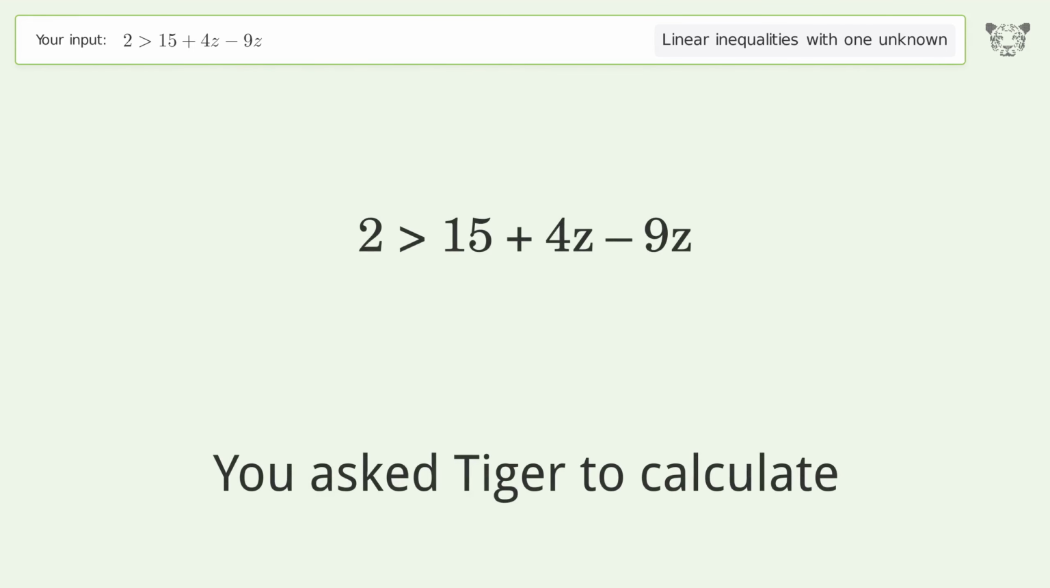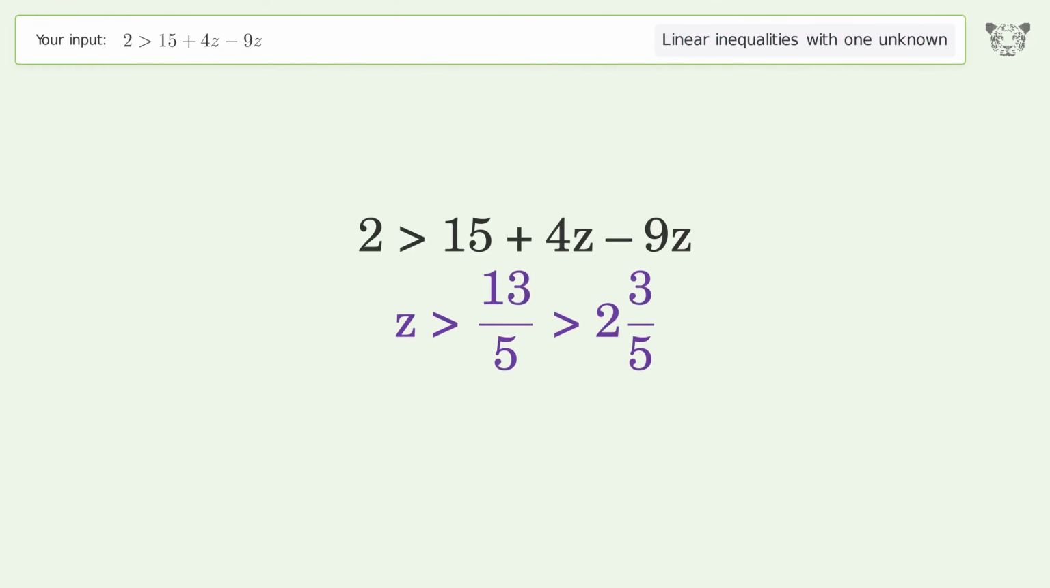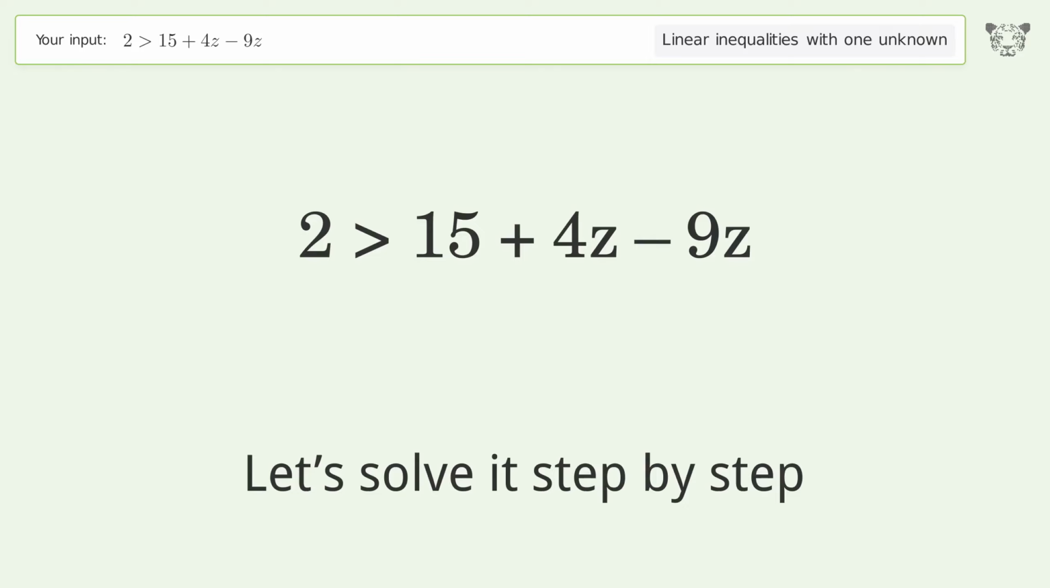You ask Tiger to calculate. This deals with linear inequalities with one unknown. The final result is z greater than 13 over 5 greater than 23 over 5. Let's solve it step by step.